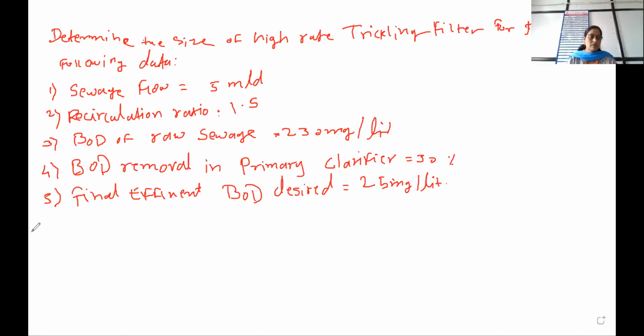Then determine the size. Guys, you note down this. I will be back within 1 minute.